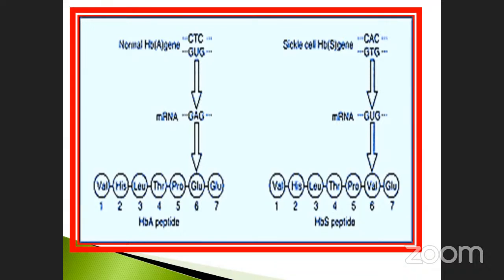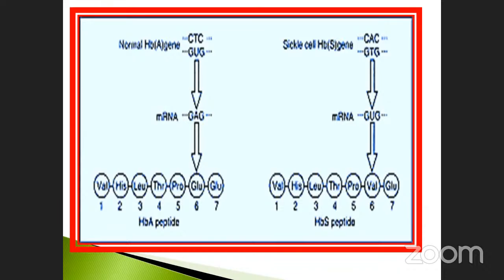Here is also valine. What is the difference between these two? The second one is histidine, the second is also histidine. The third one is leucine, leucine is also present. The fourth one is threonine, isn't it? And the fifth one, what is that? Proline. What about the sixth one? Just listen here. Glutamic acid is here, and here the valine is there. Don't forget, my dear students, the sixth position of the amino acids will be changed.